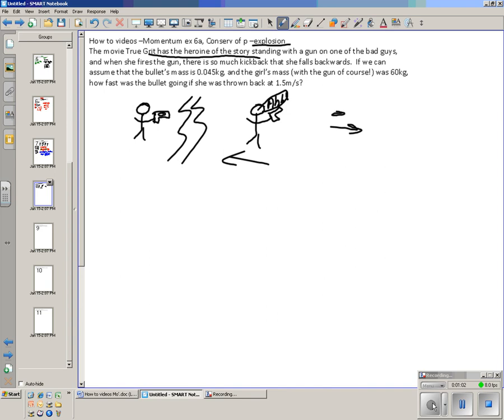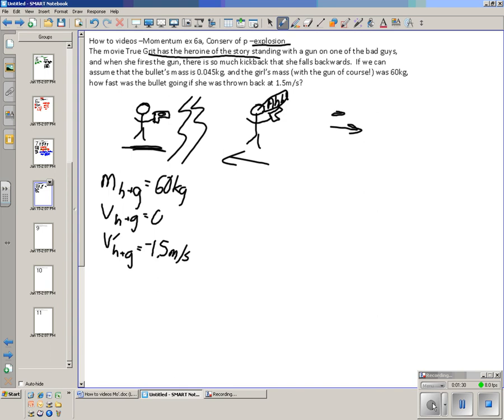Okay, so the mass of the heroine plus girl combination is going to be 60 kilograms. The initial velocity of heroine plus girl is 0 because she was just standing. And the final velocity, so v prime of heroine plus girl, is equal to negative 1.5 meters per second.